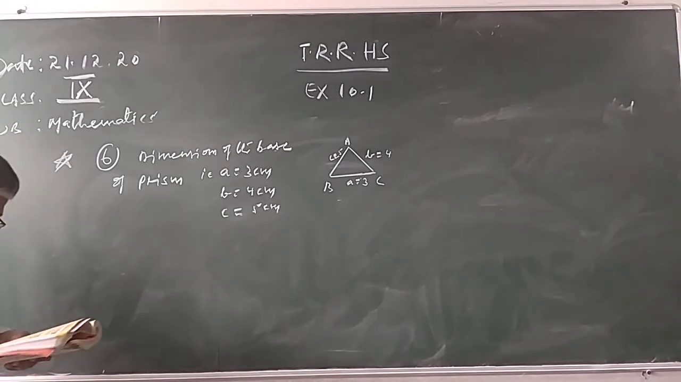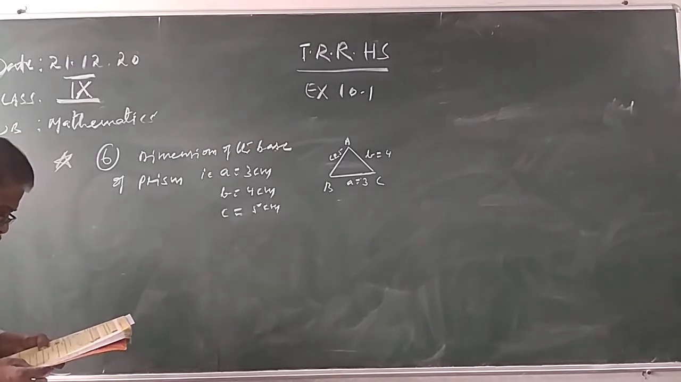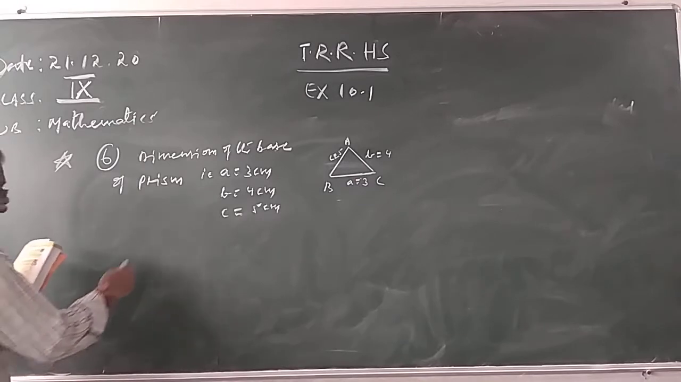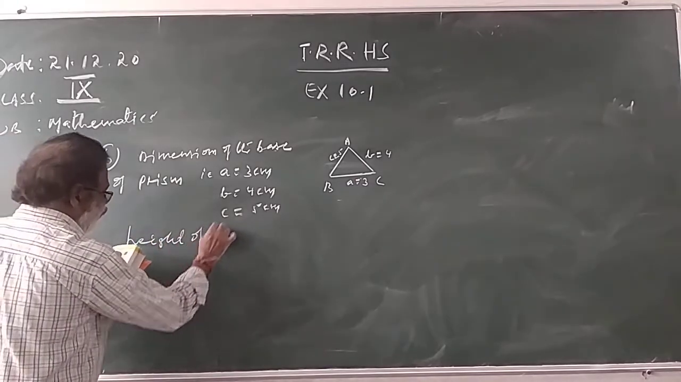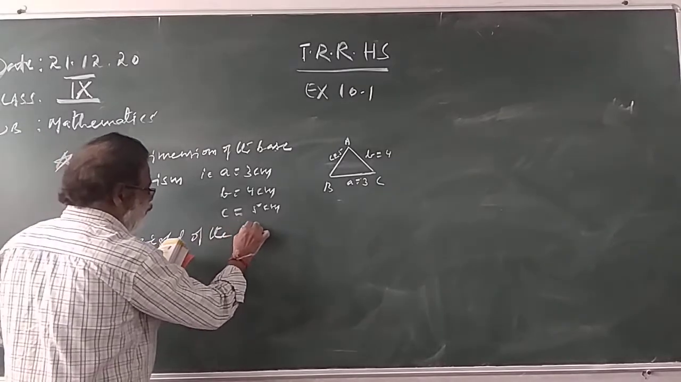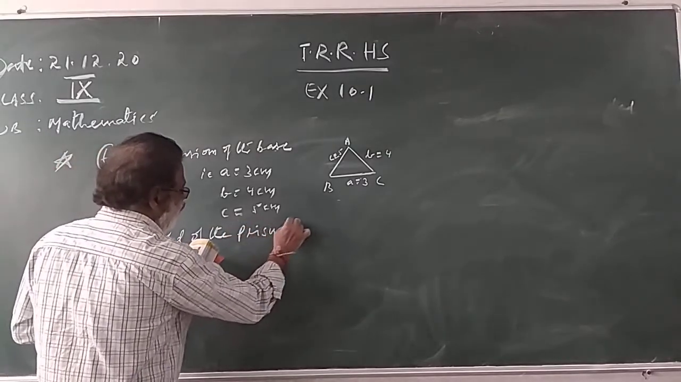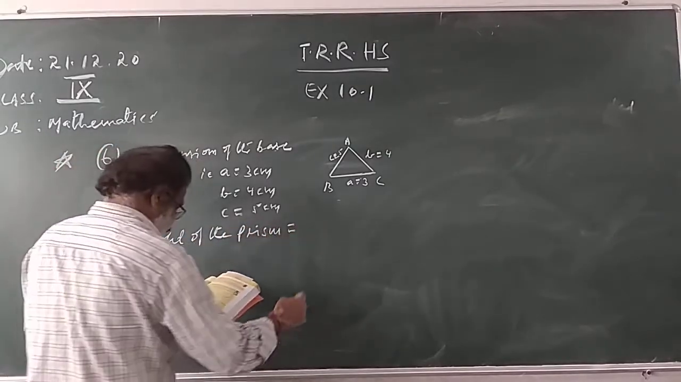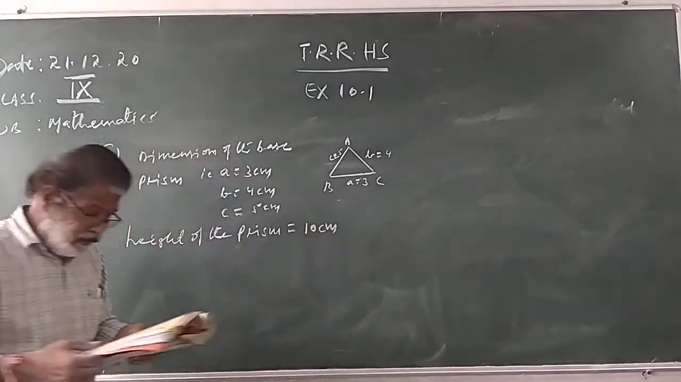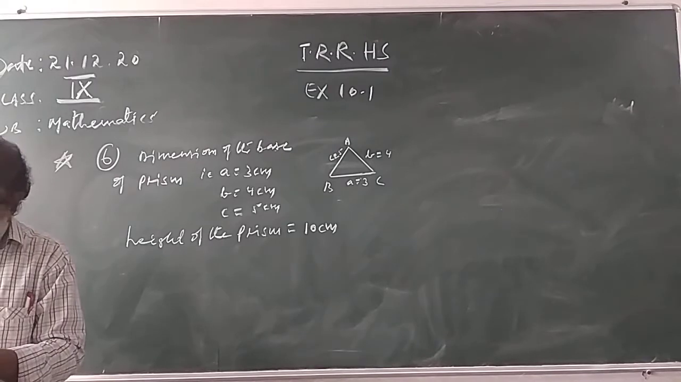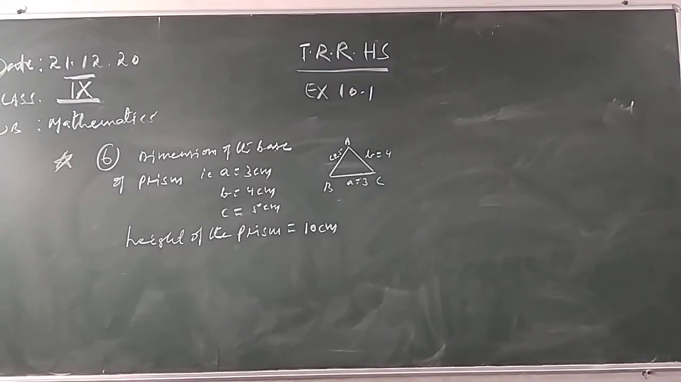Now find the volume of the prism. Its height is 10. What is the height of the prism? Write down: height of the prism is equal to 10 centimeters, given. Find the volume of the prism.